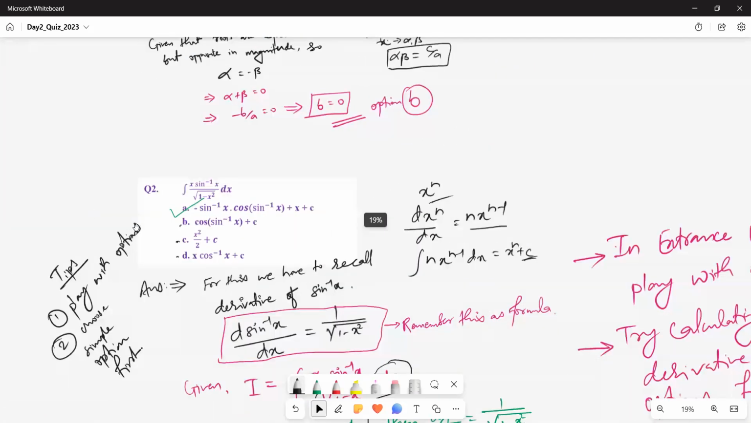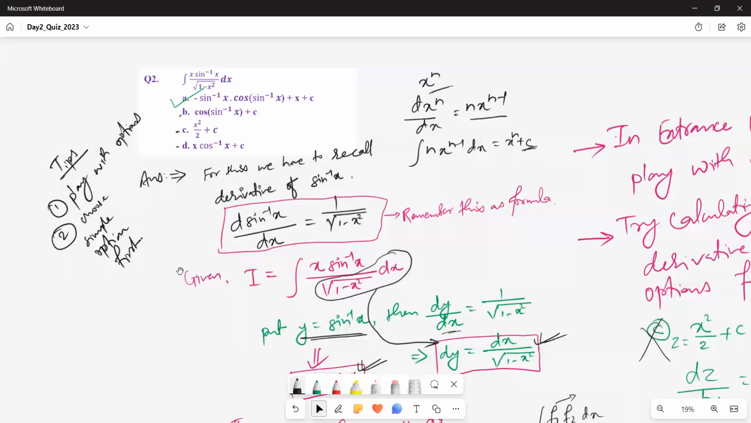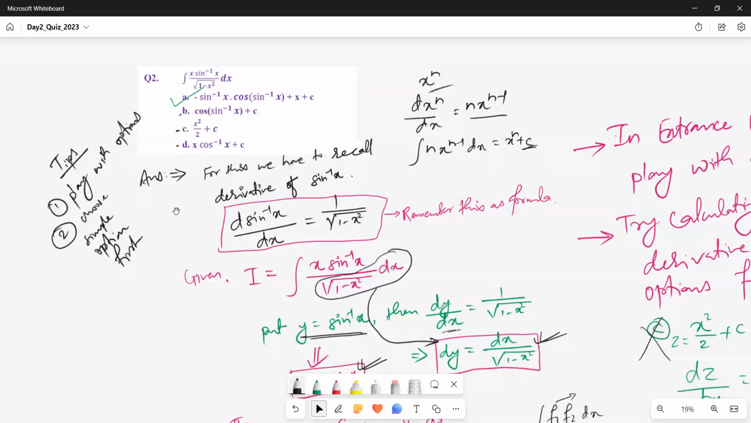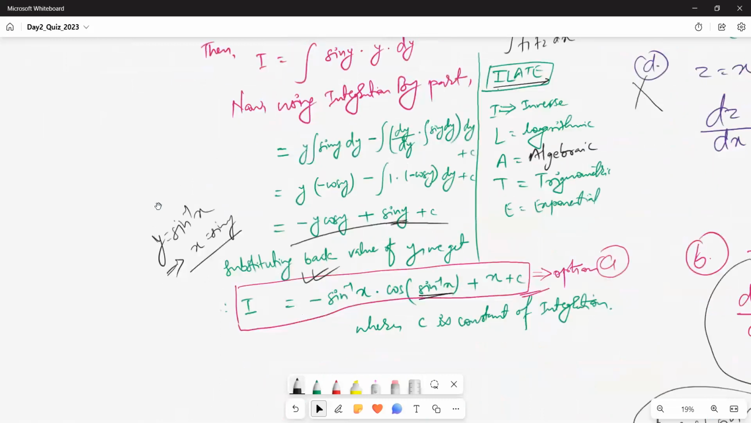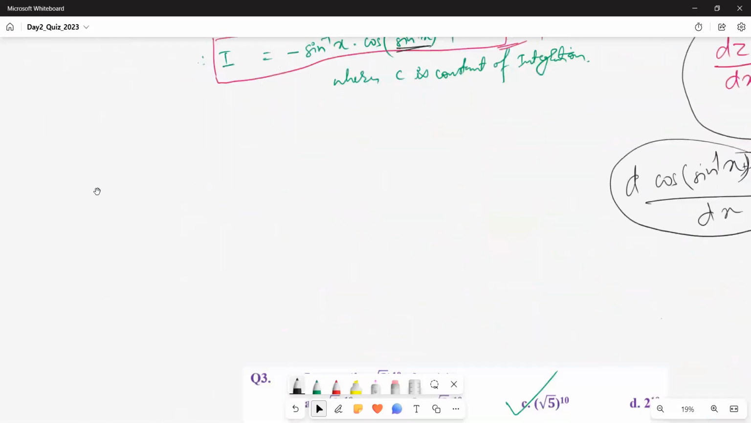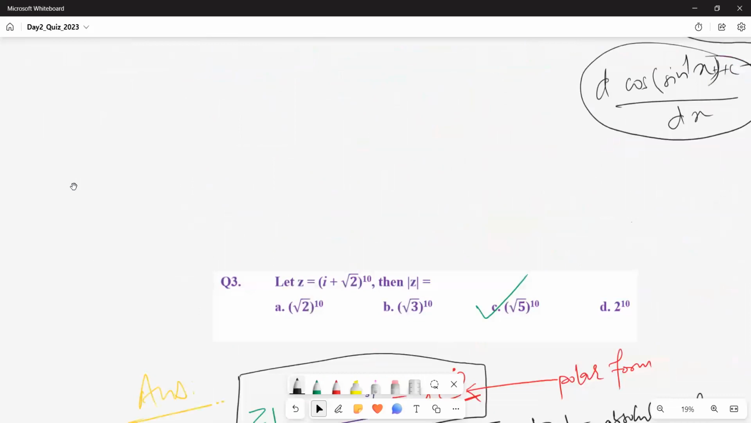What was the conclusion? If there are integration questions with complex terms, or even simple terms, play with the options. Among the four options, the right answer's derivative must give your original question. So even if you don't know integration or have forgotten somewhere, you can do integration questions with the options. That's the benefit, the positive aspect, of MCQ exams.